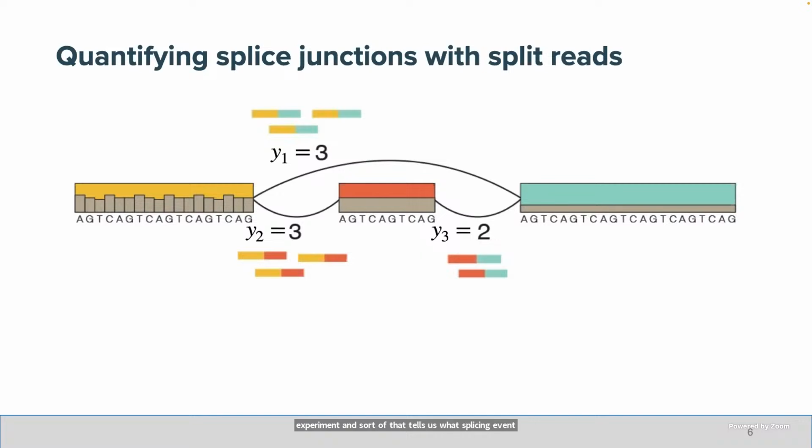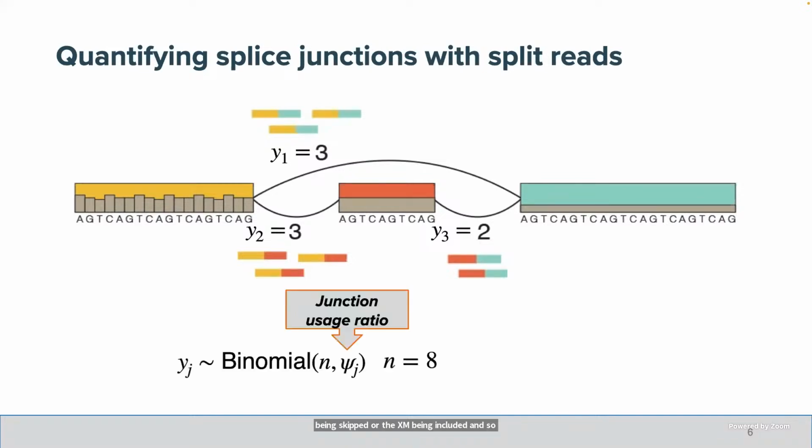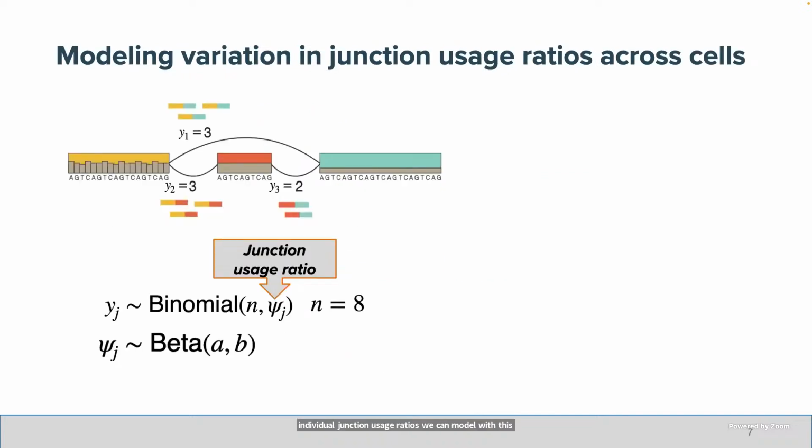Here, these splice junctions overlap, so you can have the exon being skipped or the exon being included. These all correspond to one splicing event where we can model the observed junction counts with a binomial distribution, where the total number of trials in this case is just the total number of split reads in this overall splicing event, which we call intron clusters. The individual junction usage ratios we can model with this variable psi. Furthermore, we can model this junction usage ratio itself using a beta distribution.